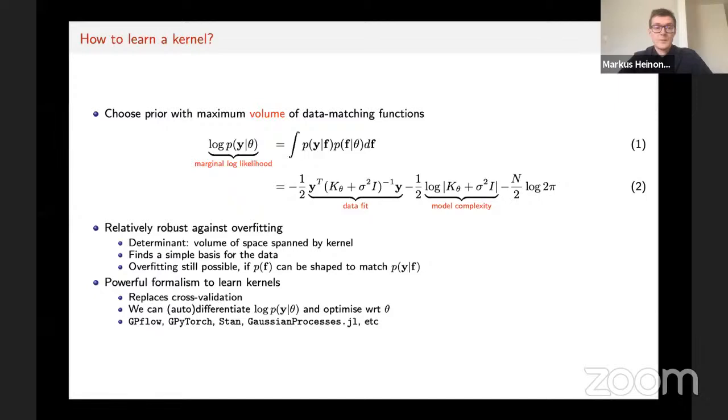This is what we assume in this talk: we have a marginal likelihood that we just optimize. We can auto-differentiate it and maximize log p(y|θ) with respect to θ. There are many good frameworks to do this, for example GPflow and GPyTorch. You could also do something like this in Stan and in Julia.